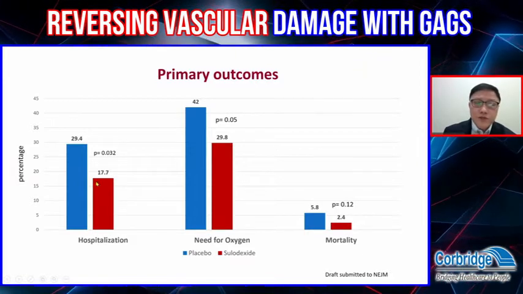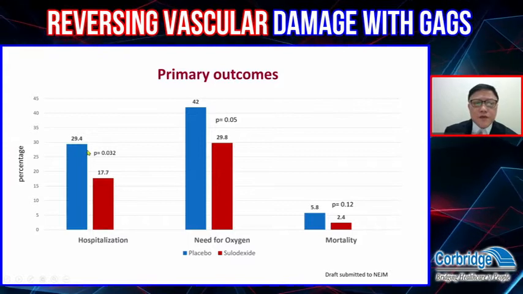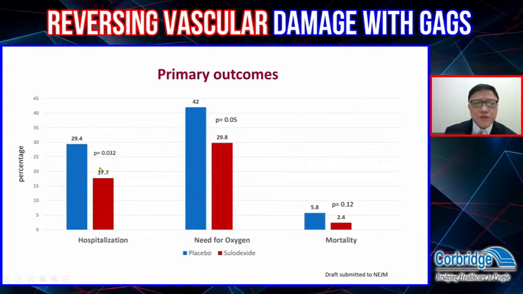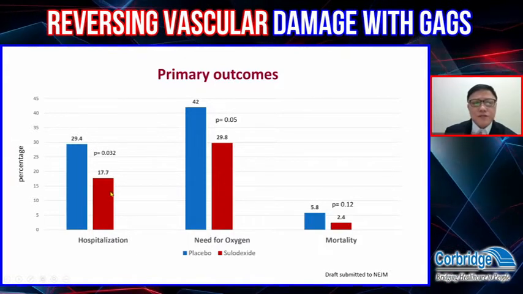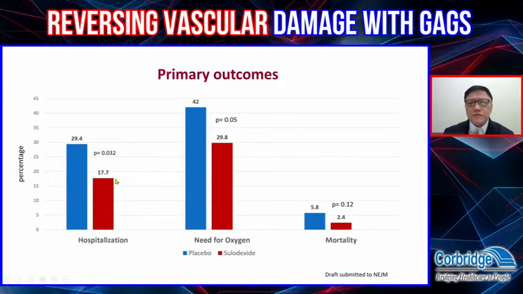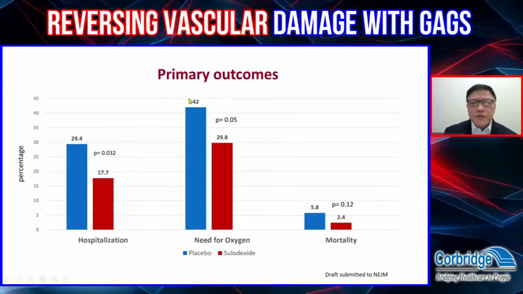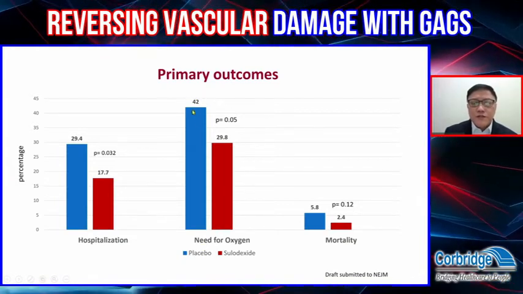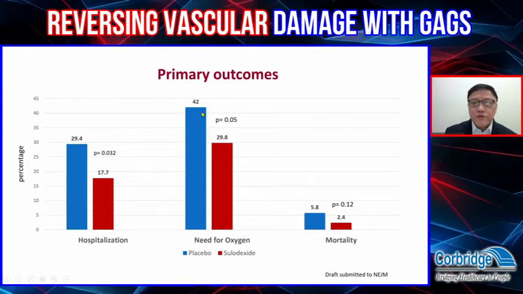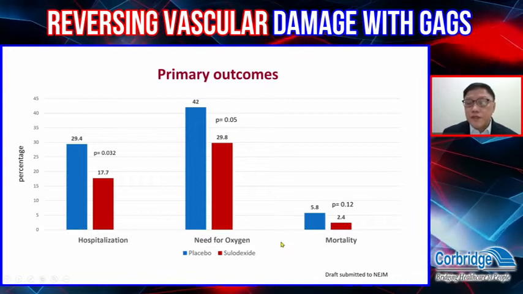This was the primary endpoint. The hospitalization rate was reduced by as much as 29 minus 17 is 12, right? This is absolute. And the need for oxygenation was reduced from 42% to 30%, a 12% absolute risk reduction.